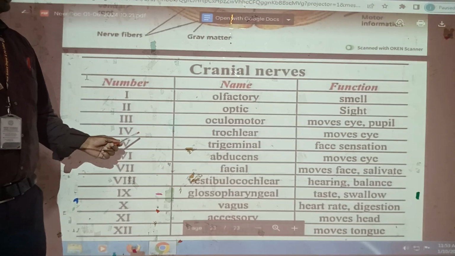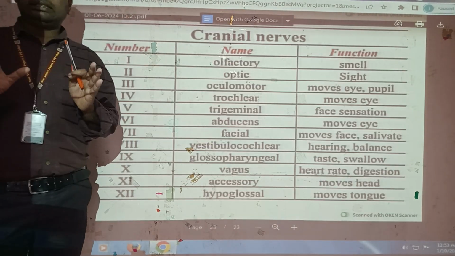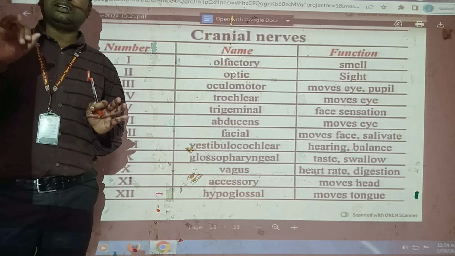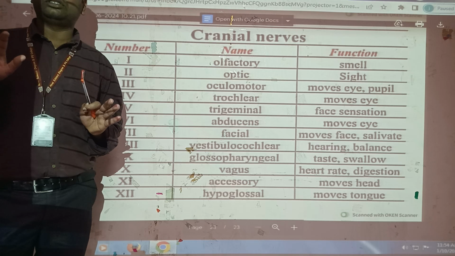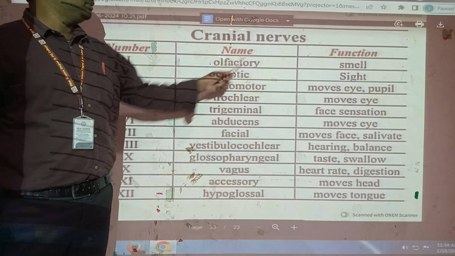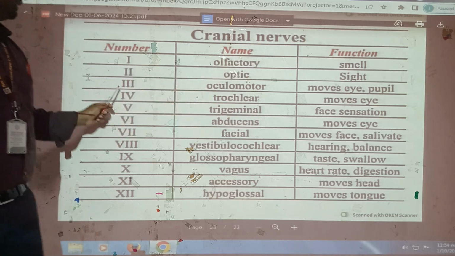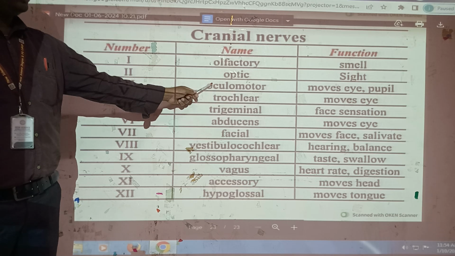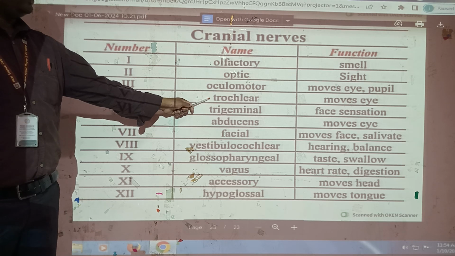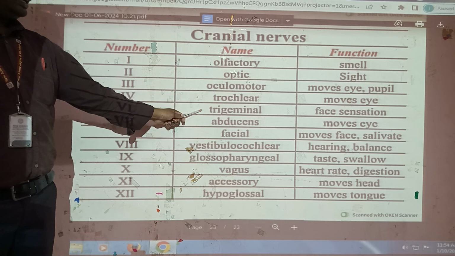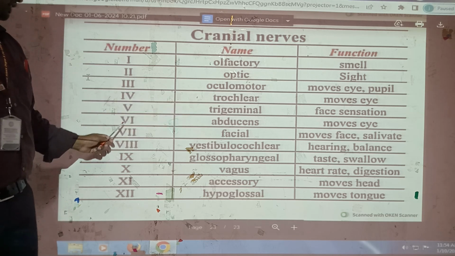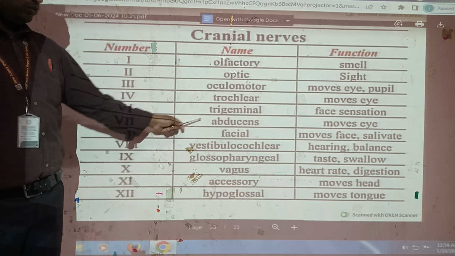Next is the peripheral nervous system, which has mainly two parts: the cranial nerves and the spinal nerves. Cranial nerves: the first is the olfactory nerve, smell. The second is optic, sight. The third is oculomotor, which moves the eye and pupil. The fourth is trochlear, which moves the eye. The fifth is trigeminal, face sensation. And the sixth is abducens, which moves the eye.